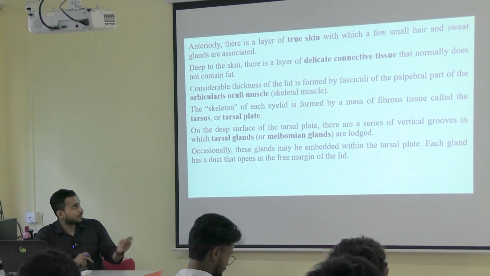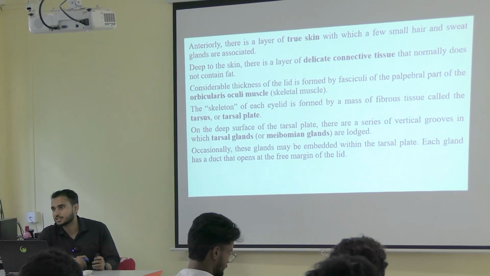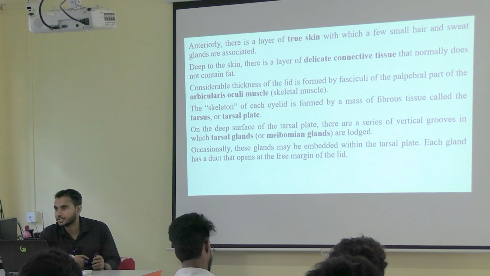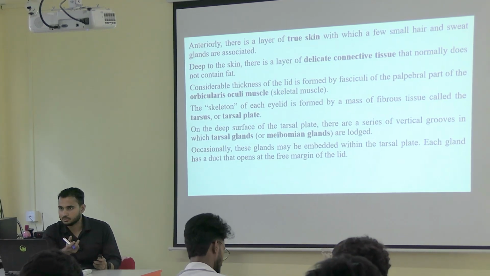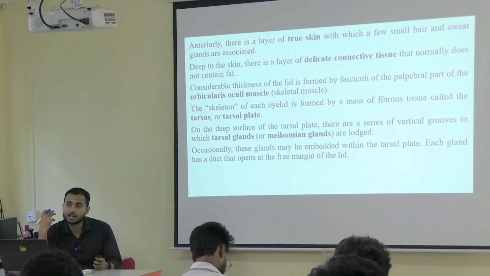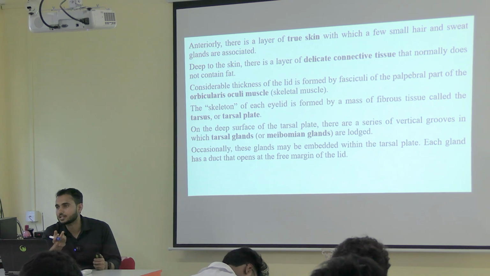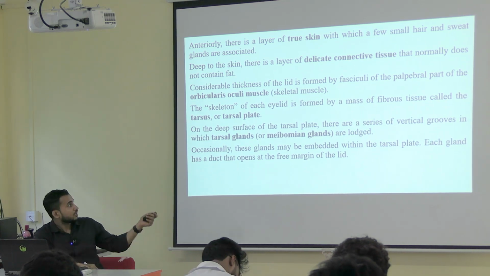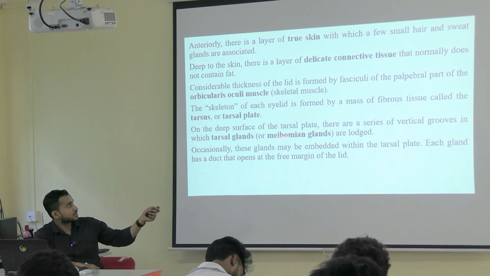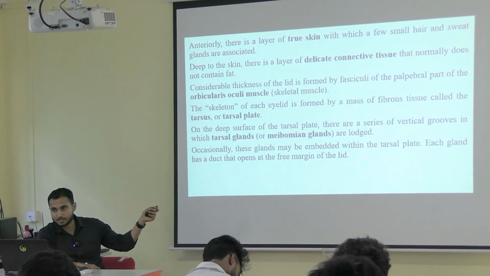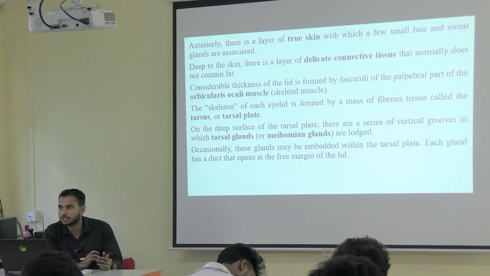Next, the skeleton of the eyelid is formed by a mass of fibrous tissue that is called the tarsal plate. The tarsal plate gives attachment to the muscle. Along with that, it also houses some important sebaceous glands, and those are called tarsal glands. On the deep surface of the tarsal plate, there is a series of vertical grooves, and in those grooves tarsal glands are present, also called meibomian glands.